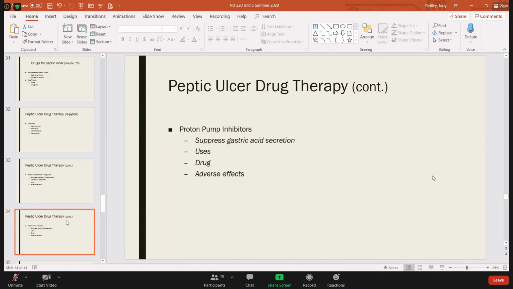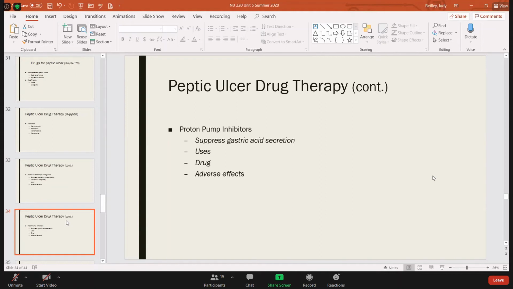When you look at adverse effects, patients who regularly take proton pump inhibitors can have what we call a rebound acid hypersecretion. So once they stop taking the proton pump inhibitor, they actually have this rebound of excessive gastric secretion. So that is not uncommon.